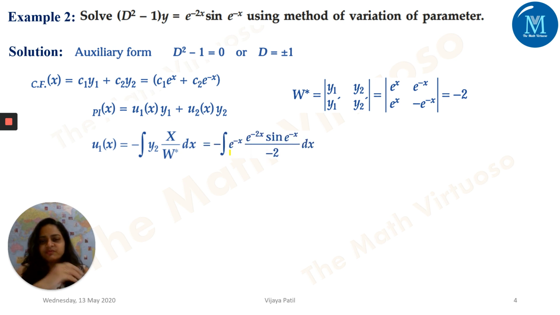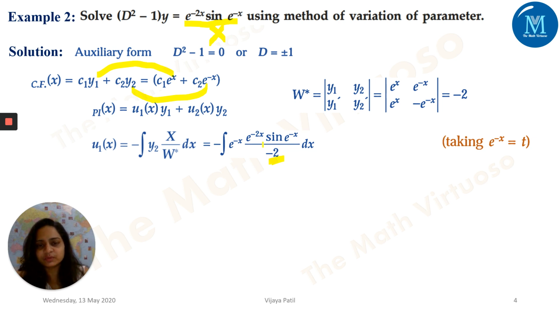And therefore, now if you observe here, this is the capital X that we have got here. So this is capital X, y2 is e to the power minus x, y1 is e to the power x. And therefore, minus integration y2, that is e to the power minus x, e to the power minus 2x, sine of e to the power minus x, dx upon W star, which is the Wronskian function. Now this is not a difficult integration actually.